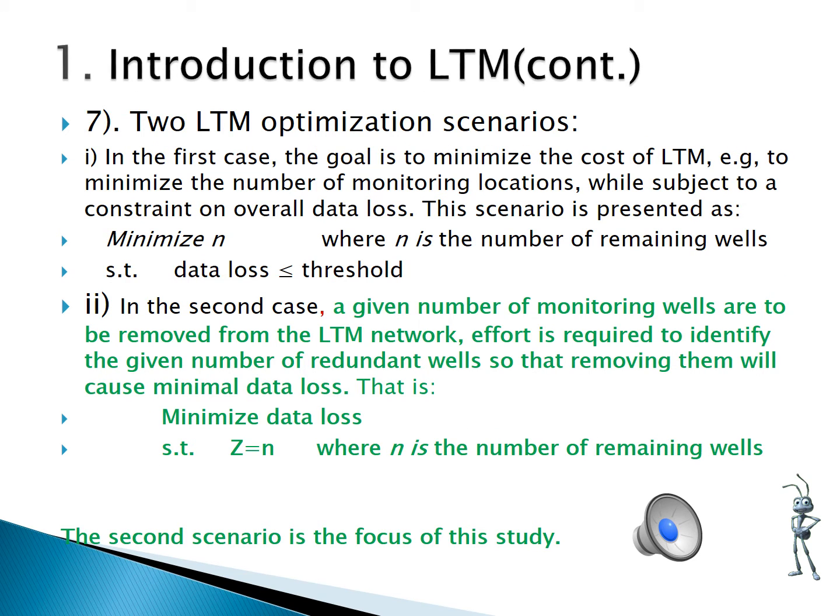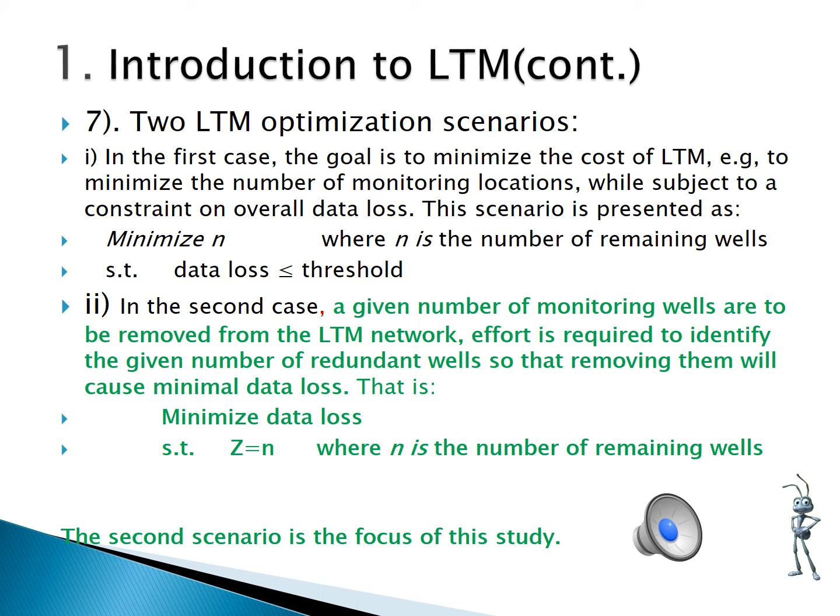Next, I will pose two scenarios about reducing LTM spatial redundancy. In the first scenario, the goal is to minimize the cost of LTM, i.e., to minimize the number of monitoring locations, subject to a constraint on overall data loss. This scenario is presented as: minimize n, such that data loss is less than or equal to the threshold, where n is the number of remaining wells.